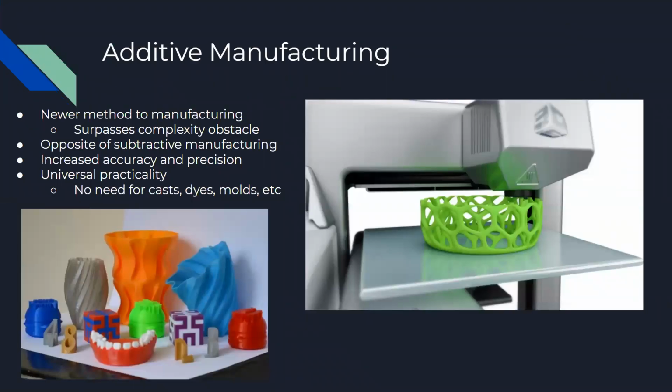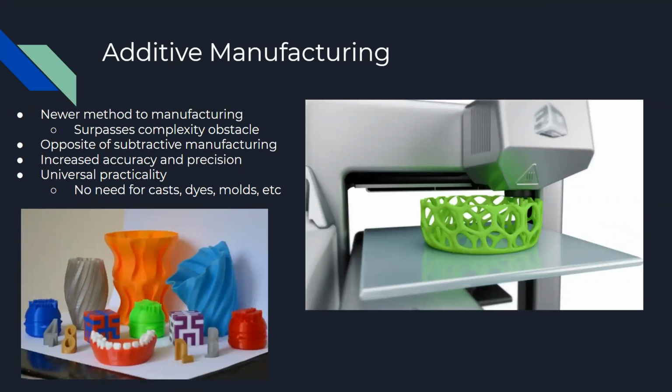So what is additive manufacturing? It is a newer method of manufacturing which is able to output more complex and sophisticated products of varying materials. Additive manufacturing uses heavily integrated computer systems and software to turn designs into tangible objects. Additive manufacturing is the opposite of subtractive manufacturing.